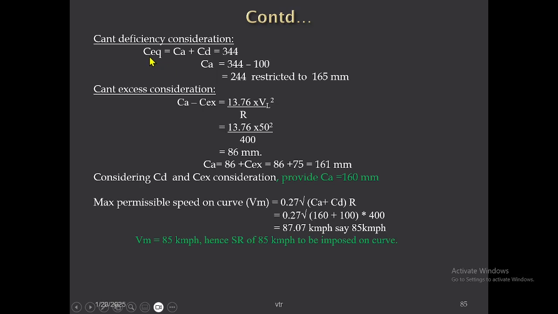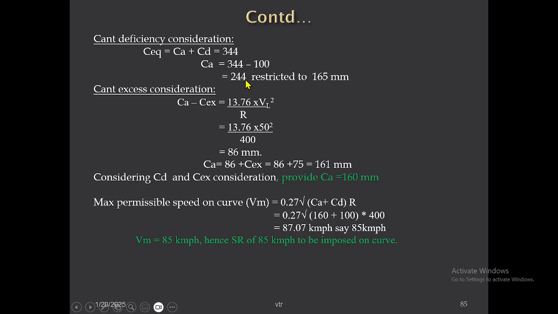So first let us try to fix cant actual based on the cant deficiency consideration. That means cant equilibrium equals cant actual plus cant deficiency. This much cant deficiency we can permit. So cant actual plus the permissible cant deficiency equals the total requirement of superelevation, that is equilibrium cant 344. Then you can find out the cant actual. In this case, 344 minus 100, you will get 244.